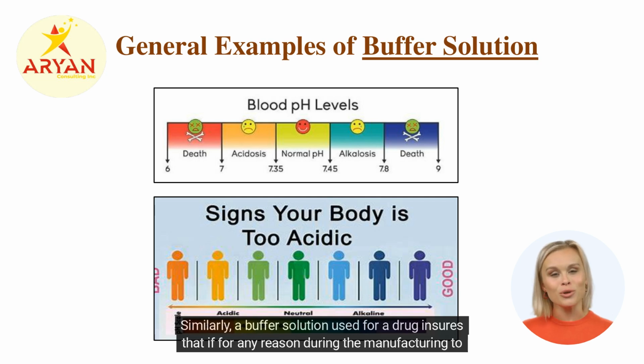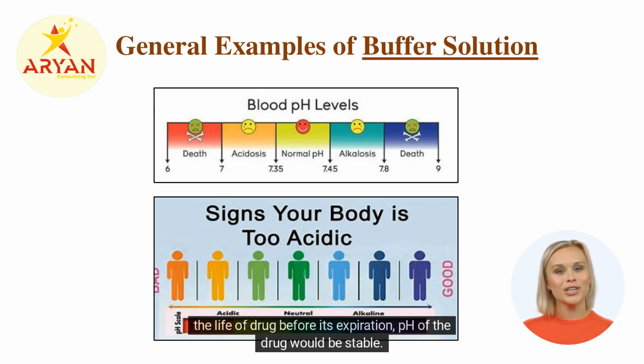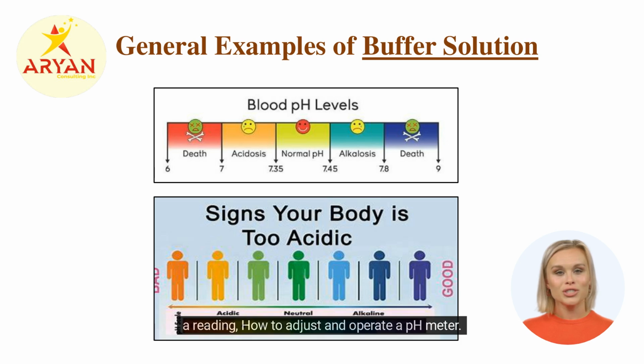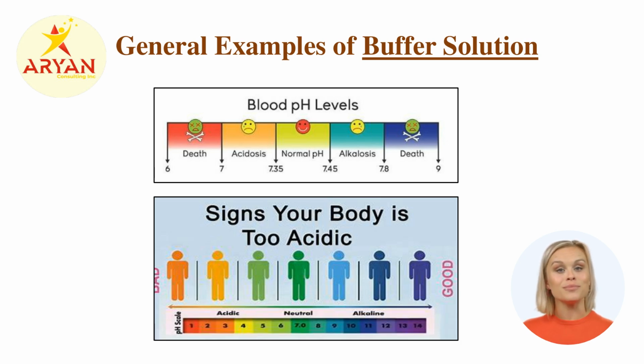Similarly, a buffer solution used for a drug ensures that if for any reason, from the manufacturing to the life of the drug before its expiration, the pH of the drug would be stable. This science is already established and now you just need to follow how to prepare a buffer, how to check a reading, how to adjust and operate a pH meter. That's all.